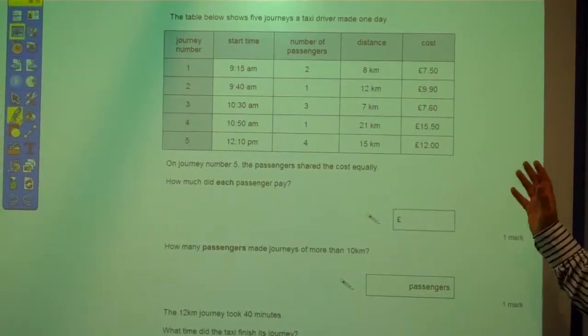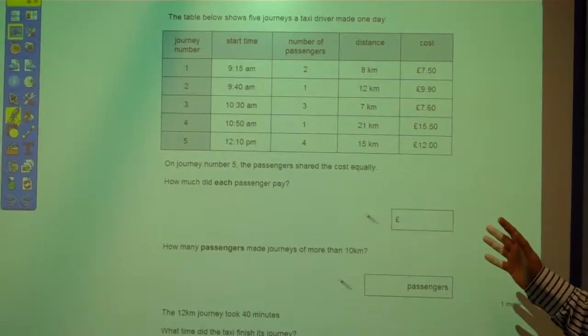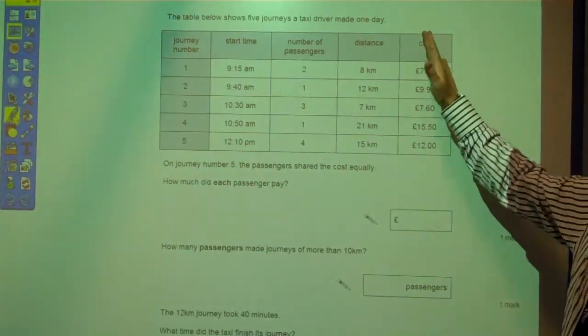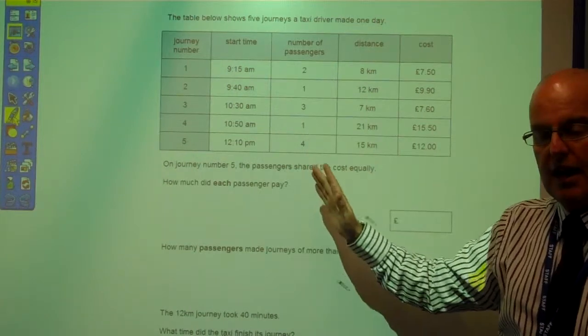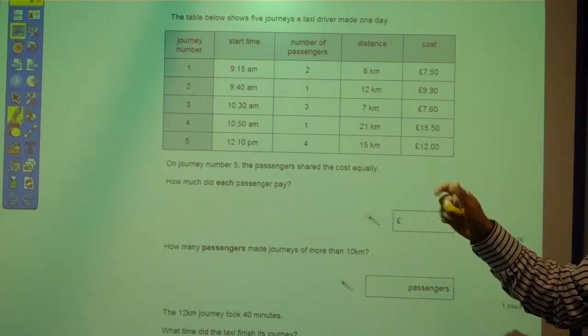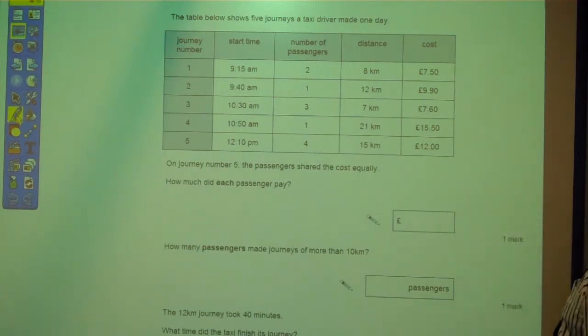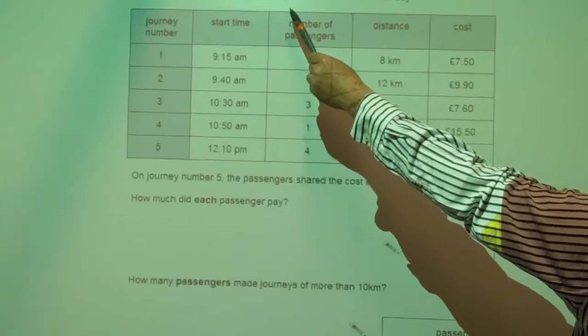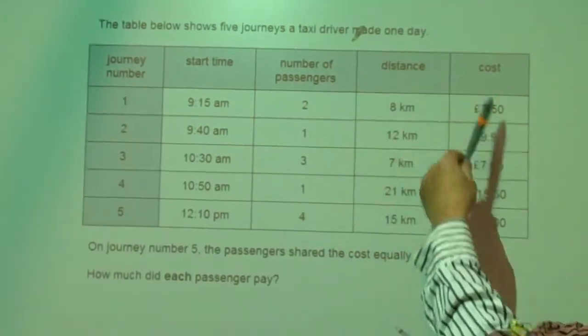Okay, here you have a typical level 4 question which involves a chart that you have to read horizontally and vertically and use logic to be able to work out a few things that they're going to answer you. So let's have a close look at this chart. When you're doing a test, you might look at the chart at the top first of all. The table below shows 5 journeys a taxi driver made in one day.